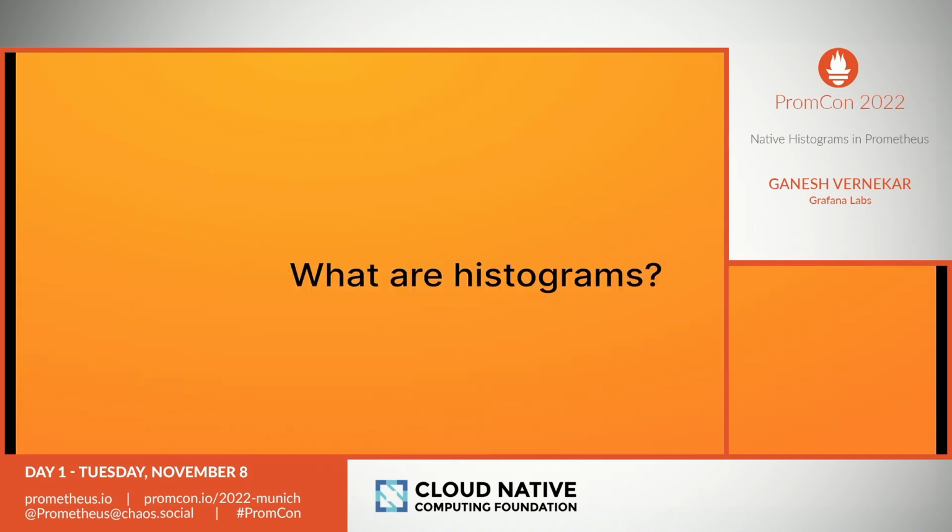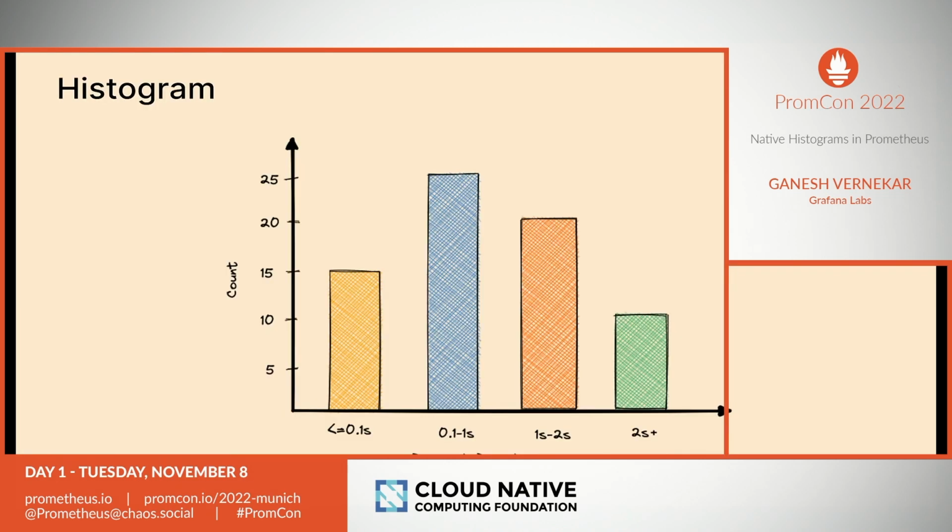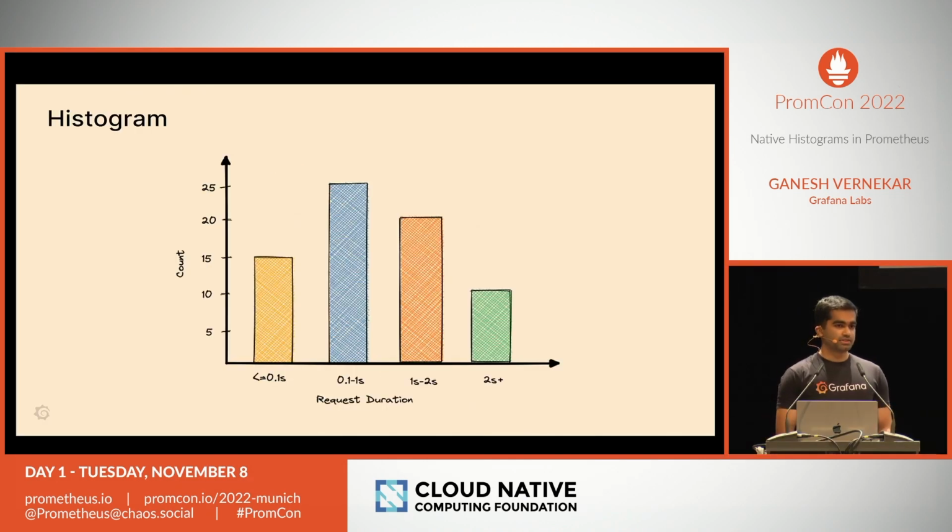Before starting to see what native histograms are, let's see what histograms are first. A histogram is a distribution of all your observations in specified time ranges. We call them buckets. In this particular example, the first column tells you there are 15 requests that took less than 0.1 seconds. Similarly, this blue column tells you 25 requests were between 0.1 and 1 seconds. And the last bucket is a special one which encloses everything that was more than 2 seconds.